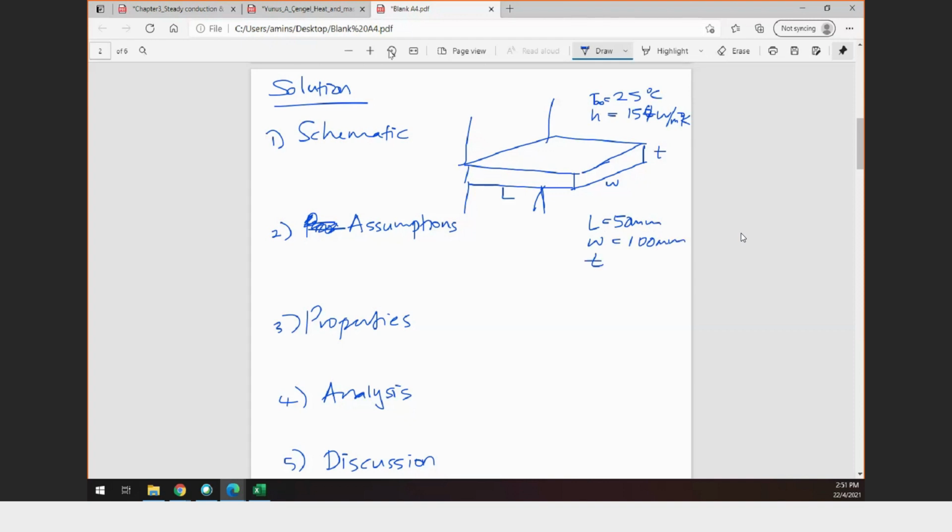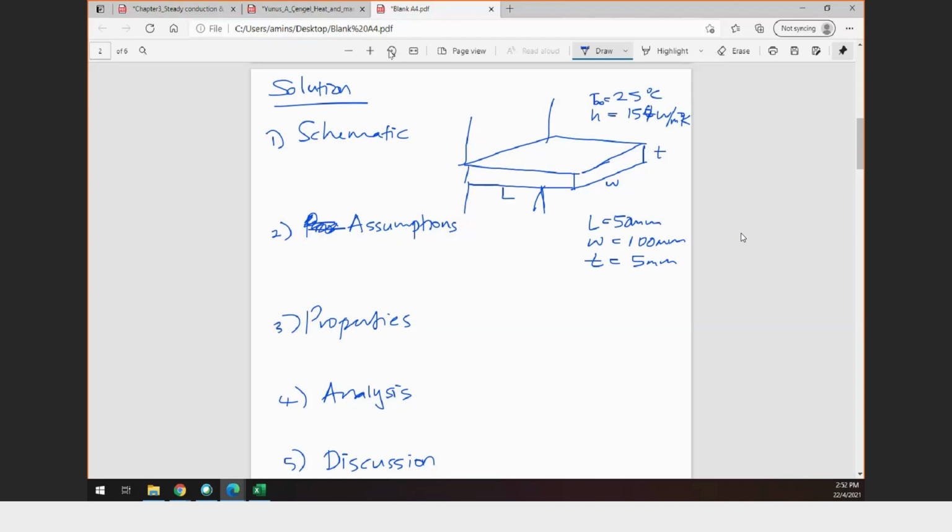The thickness. Of course, in your test, sometimes you have a very short time constraint, so just draw the important sketch and important parameters that are useful in your calculation. But for your assignment, of course, you have plenty of time, so you can draw your schematic properly, complete with the information given.